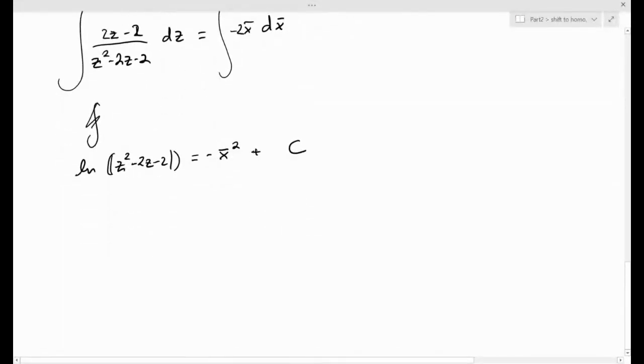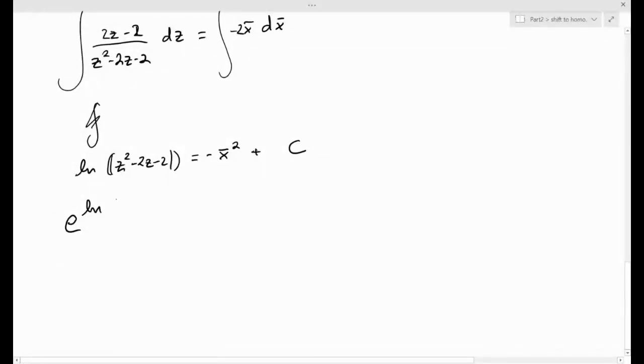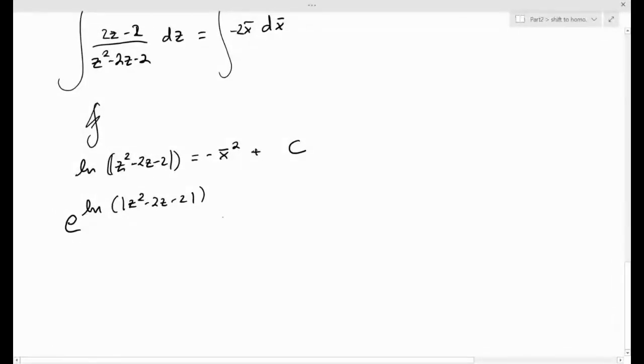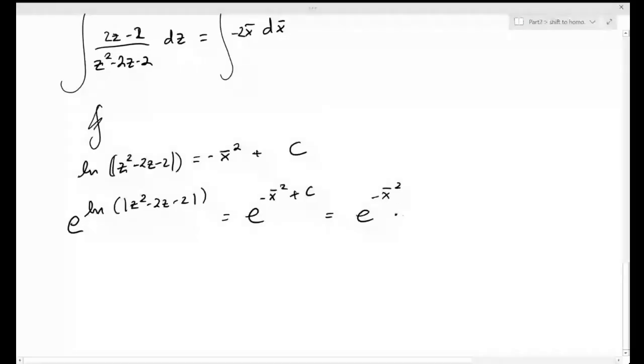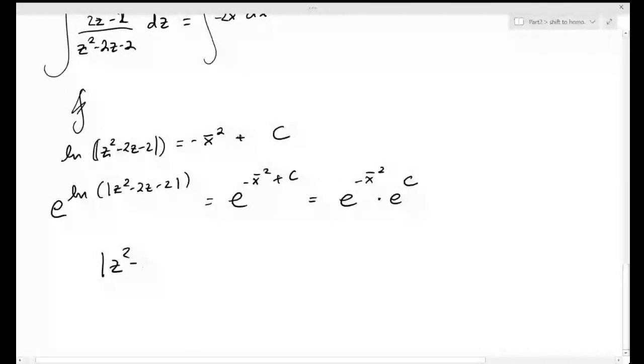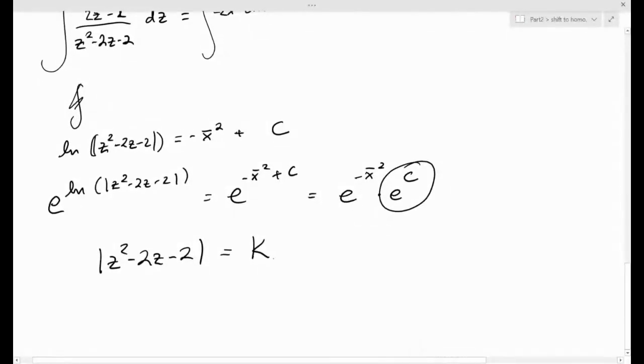And then here, this is a good reminder, if I'm going to get rid of the log, I exponentiate. And just be careful that you correctly use properties of exponents on the right-hand side, right? Because e to the power, which is the sum of two terms, becomes a product of those two exponentials. So you'd get e to the c, some arbitrary positive constant.